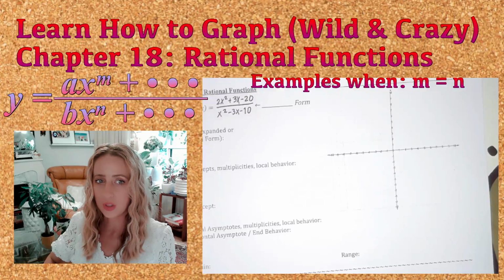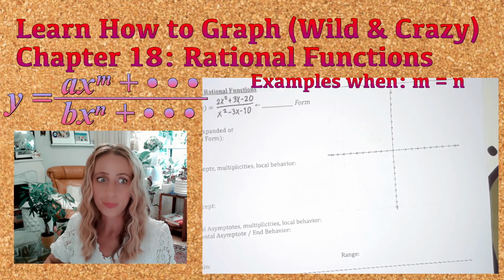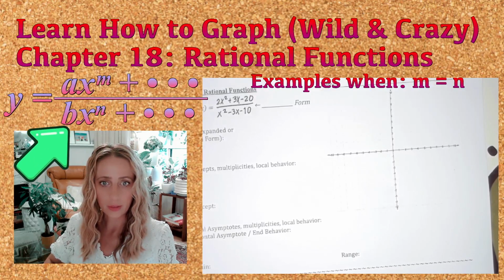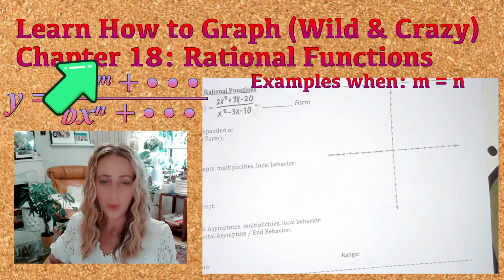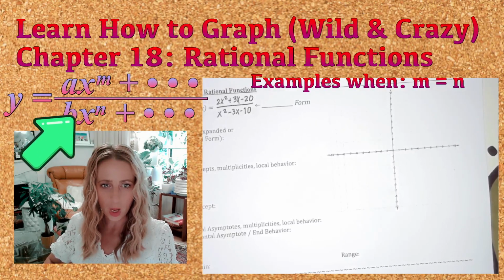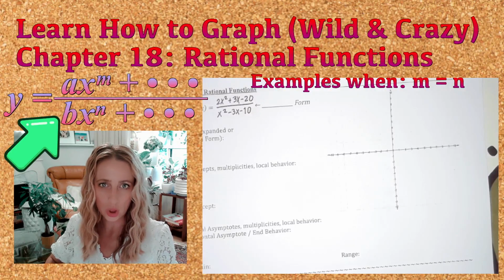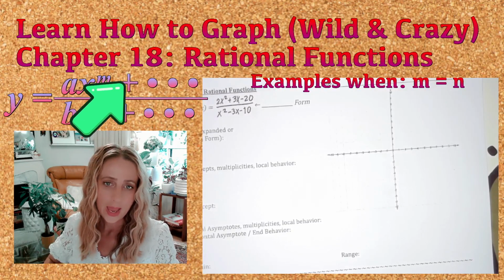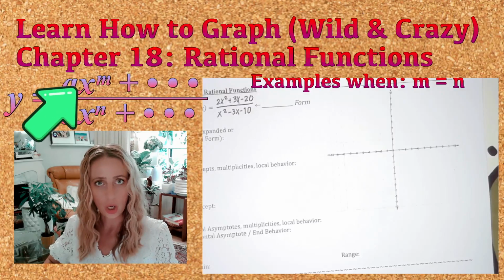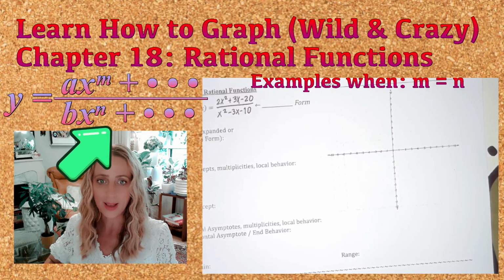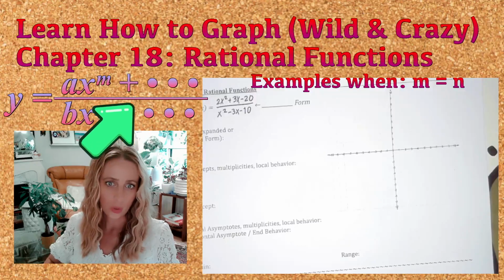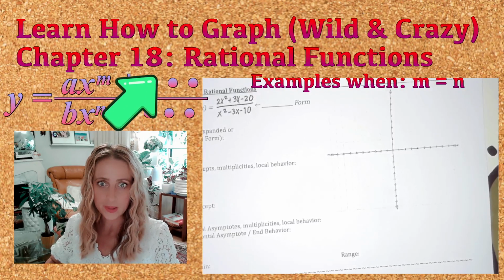So I'm going to break this into categories. Right now I'm going to focus on the examples where the m is equal to n. What do I mean by that? If you look at my arrow, this is the setup of a polynomial over another polynomial, and that's what I mean when I'm talking about a rational function. It's the ratio of two polynomial functions. Ax to the m represents the leading term of the polynomial in the numerator, and bx to the n represents the leading term of the polynomial in the denominator. So we're going to pretend that they're nicely done for us in standard form.